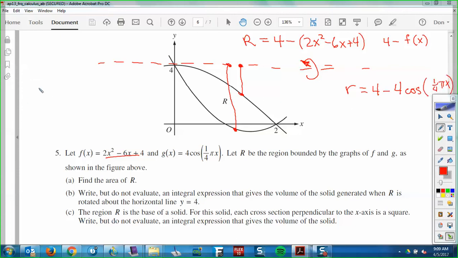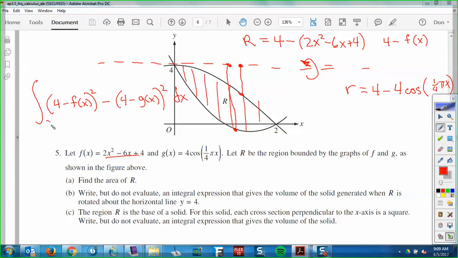Okay, so there you go. And then your integral is 4 minus f of x all squared. I'll shortcut that a little bit, but obviously you type it in. Minus 4 minus g of x all squared, dx, don't forget the dx, from 0 to 2. So these have all been vertical strips, and don't forget the pi out in front, right? Easy to forget that as well. So you got pi, then you got big R squared minus little r squared.